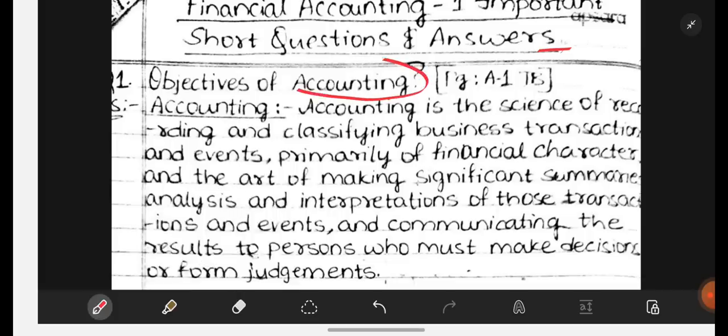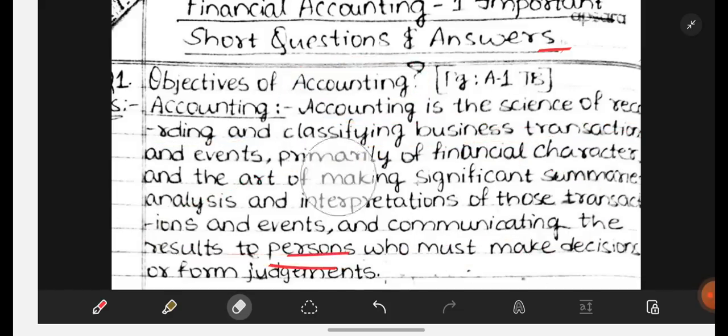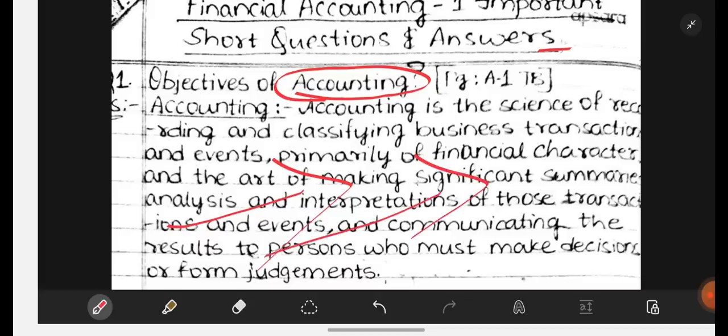What is accounting? Accounting is the science of recording and classifying business transactions. You should not write this much, it's not necessary. You just write in your own words what is accounting. Every business organization maintains records, that is nothing but accounts. Each and every business, either small or large, will have accounts to ascertain their financial position, to know about the incomes and losses, to know about what is happening in the business. Like that, in your own words you have to write.